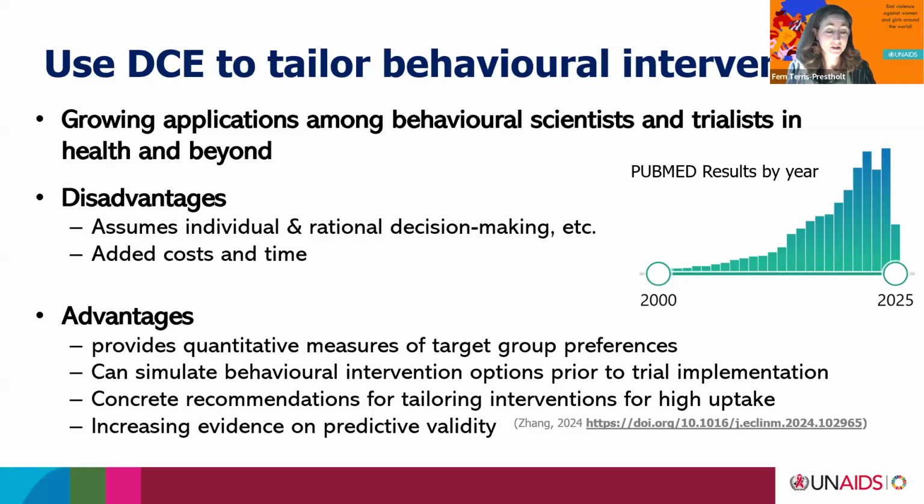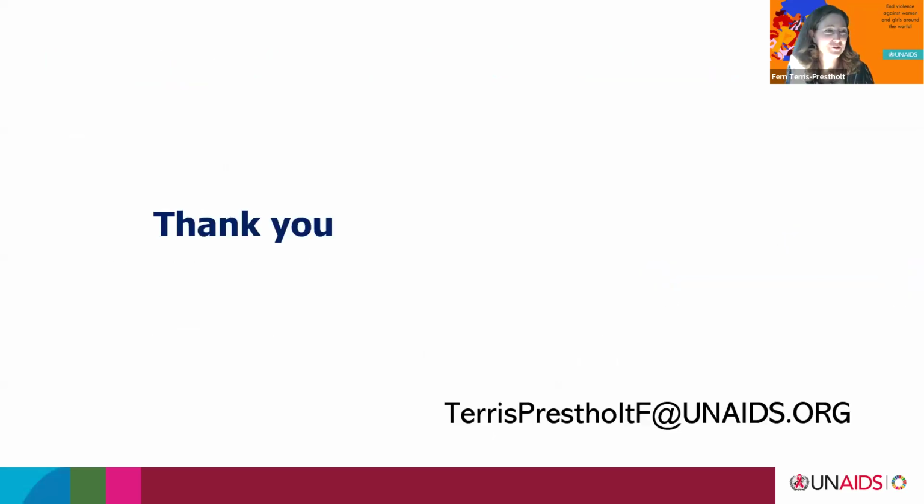The advantages are that it provides a quantitative measure of different target group preferences so that we can tailor services. You can also simulate the outcome of your trial before you actually go to trial and see what the chances are of actually showing a significant difference in uptake, and it gives concrete recommendations on how your intervention is going to get the highest uptake. Now, I did say it assumes rational decision-making. You're all going, nobody's rational, but actually there's increasing evidence of predictive validity. And I'll show a reference for those of you interested.